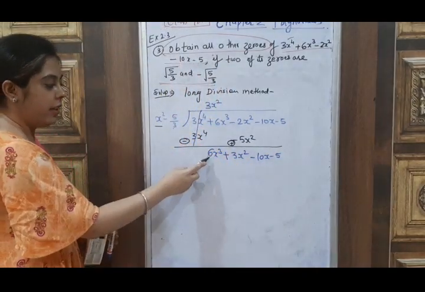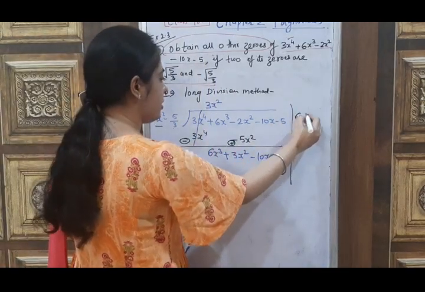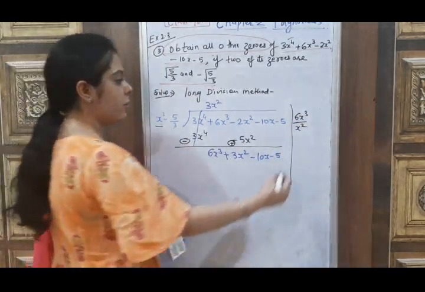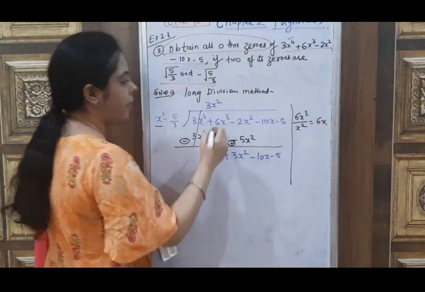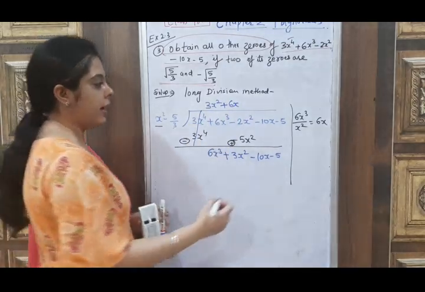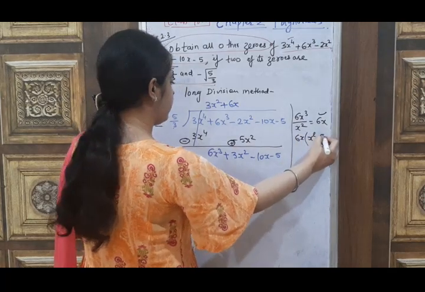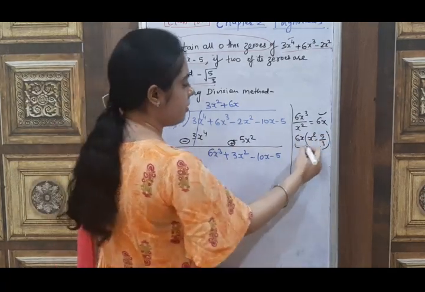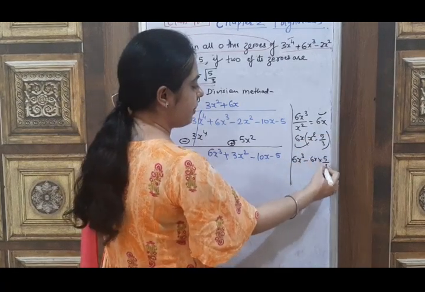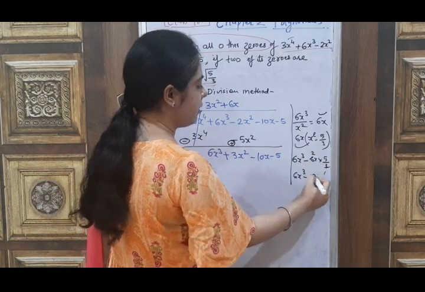It means we divide this first term by the first term of this. Here the first term is 6x cube, which we have to divide by x square. So the answer will come 6x. This 6x we write here; it will be the second term of the quotient. Now we have to multiply this 6x with our g(x). So 6x will multiply by 5 by 3: 3 ones are 3, 3 twos are 6, so 5 twos are 10x.